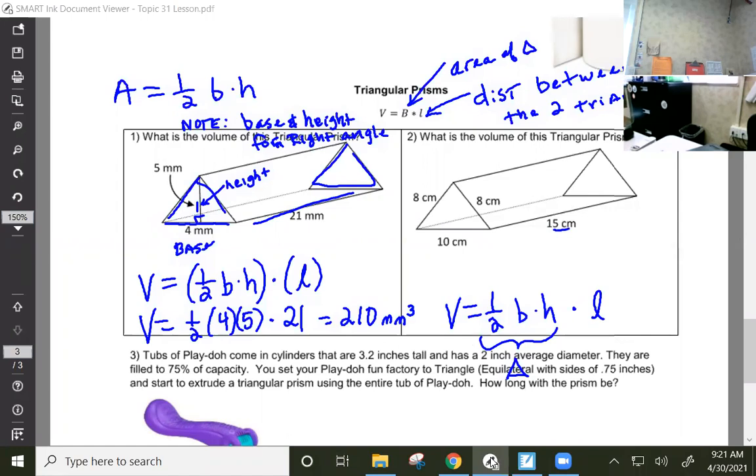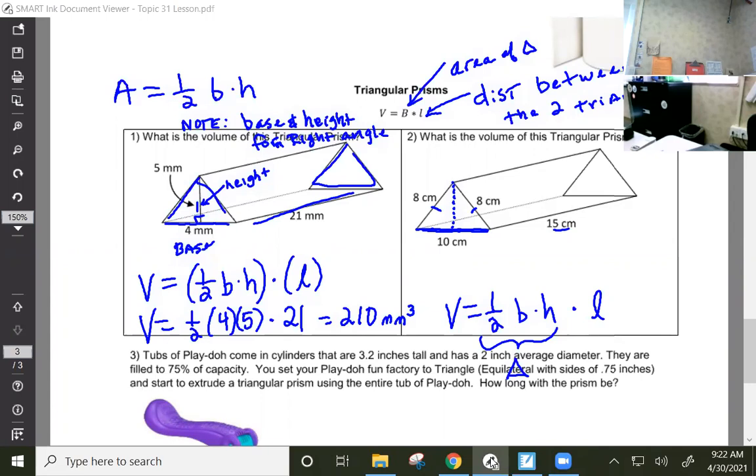And we just don't know if this is the base. I would use this as the base. This is an isosceles triangle. Both sides are 8 and 8. And so I said, well, how high? If this is sitting on the base, how high up does it go? But we have to go back to remembering what we know about isosceles triangles in order to calculate this.